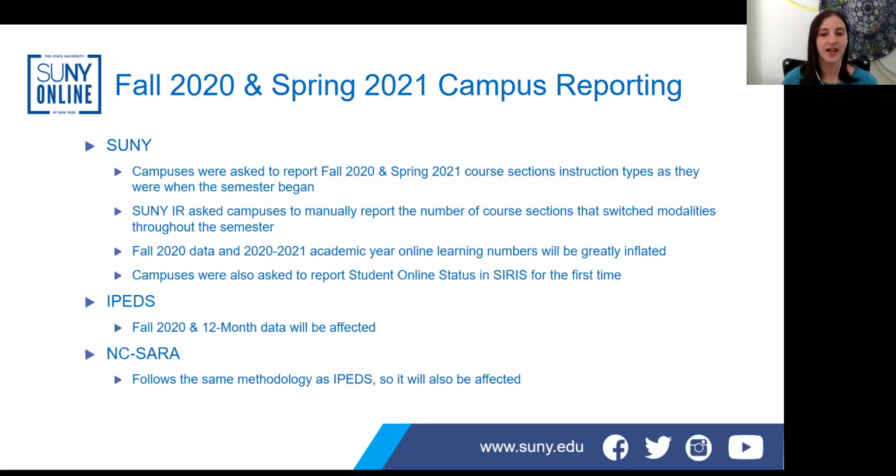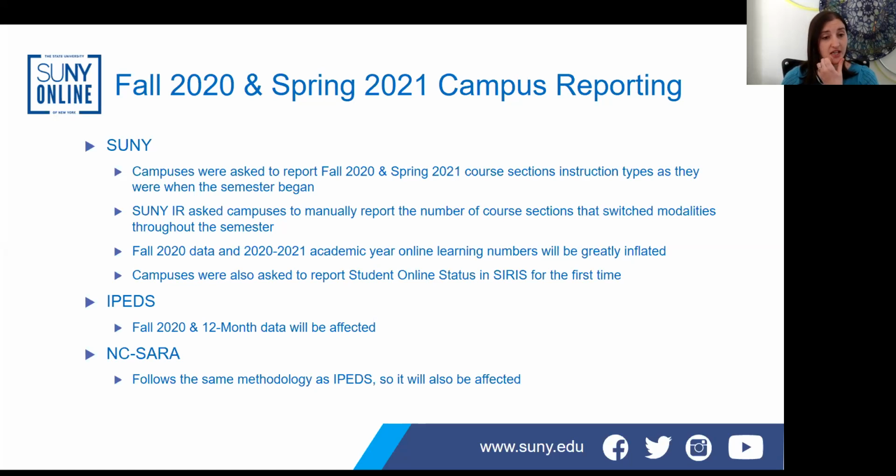So it's going to look like a lot more online activity occurred because a lot more online activity did occur. It's just going to make it tricky when we're comparing enrollment numbers, because of course, not all of those students intended to be online students. And that's where that online student intent variable could really have helped us out a lot, if it's consistently reported, because then we'd be able to differentiate between those students who had originally planned to be online versus those who did not. And again, campuses were also asked to report that student online status in Cirrus for the first time.